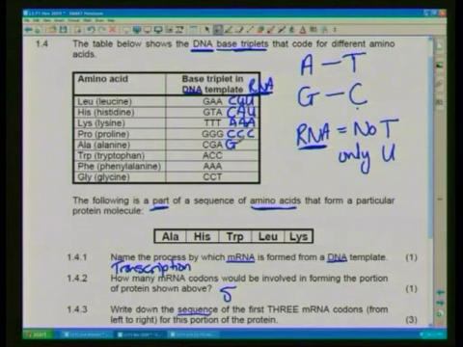GCU. GCU. Well done. And ACC? UGG. There we go. And AAA? UUU. And CCT? So, sounds like we're talking a different language here, hey? There we go. You got it.